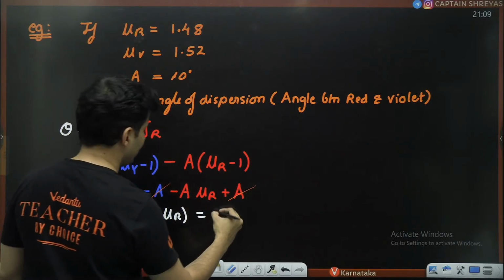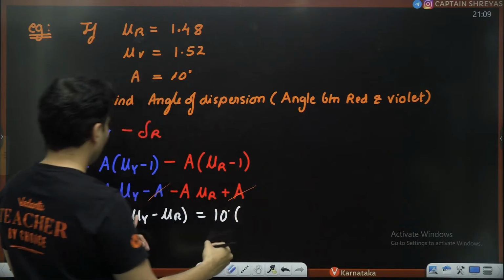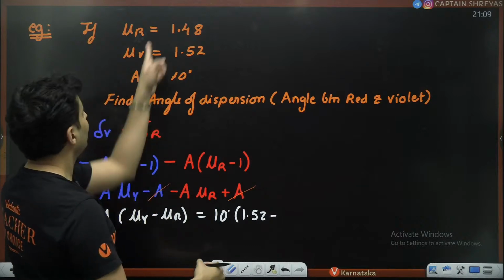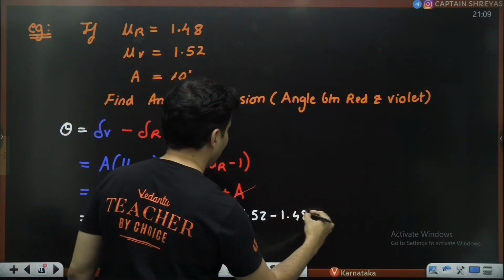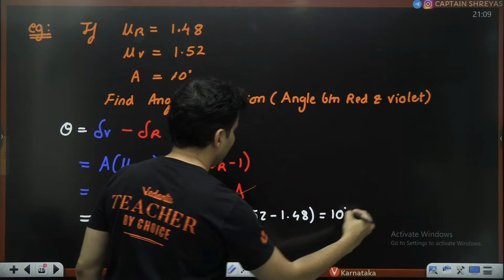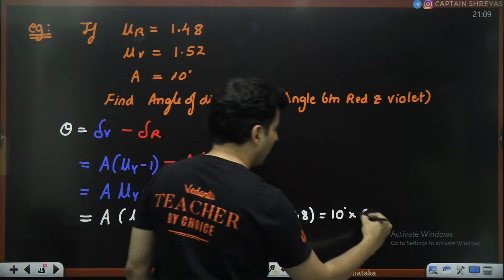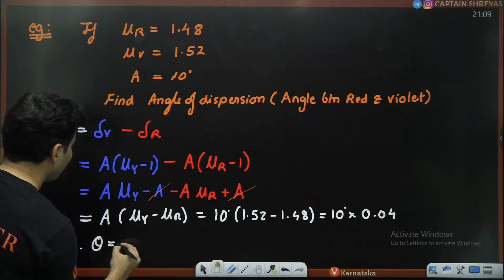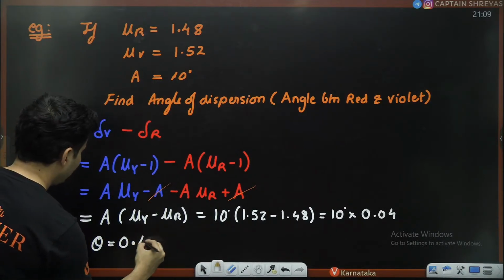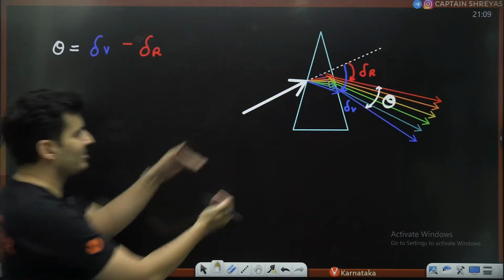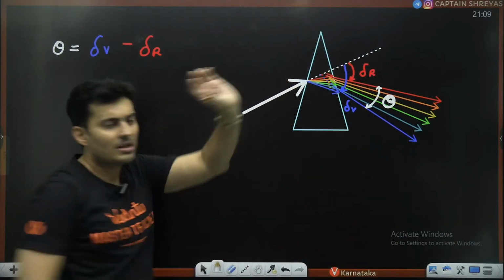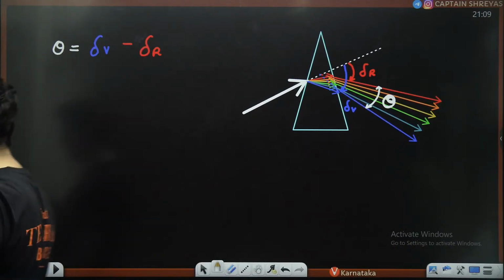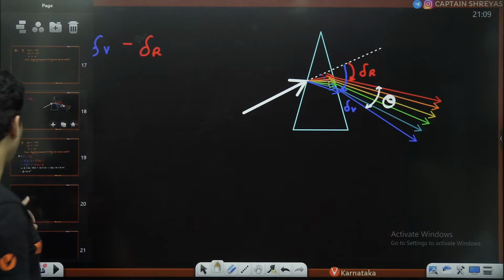Substitute angle of prism as 10 degrees. Refractive index of violet is 1.52. Refractive index of red is 1.48. So that is 10 degrees multiplied by, this is going to be 0.04. Therefore, our theta, when you multiply by 10, will be 0.4 degrees. So the spread angle will be 0.4 degrees. It's a very small angle, which is okay. That's how you solve this question.